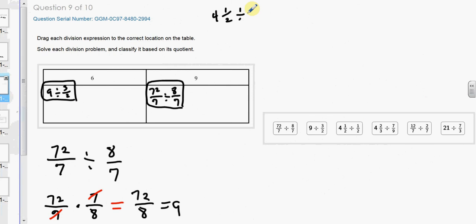4 1/2 divided by 1/2. So we convert the mixed number to an improper fraction. 4 times 2 is 8, plus 1 is 9, all over 2. This becomes times, flip the second fraction, 2 over 1. Now, 2 divided by 2 cancels out. All you have left is just 9. So this goes over in that spot. So that was 4 1/2 divided by 1/2.